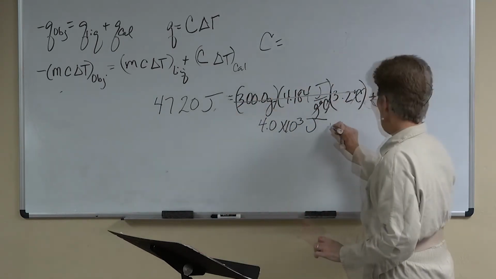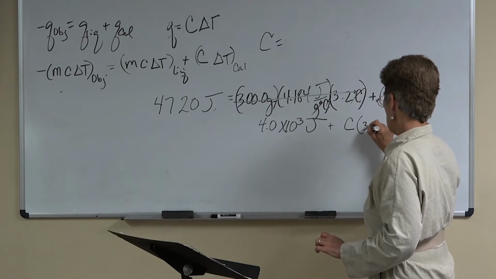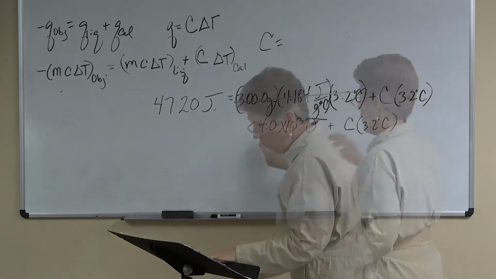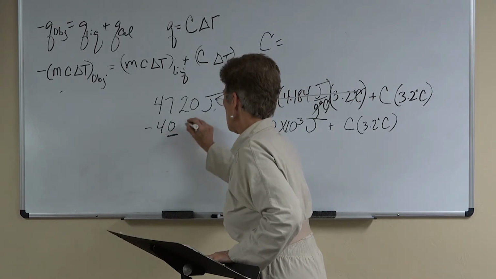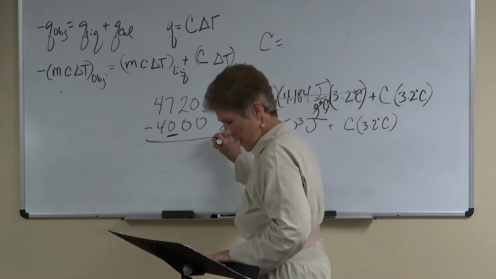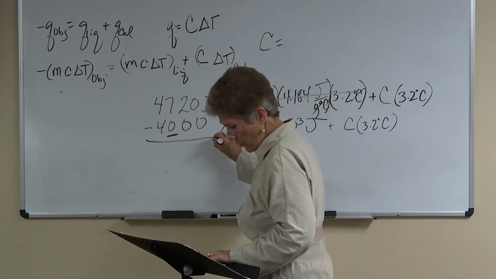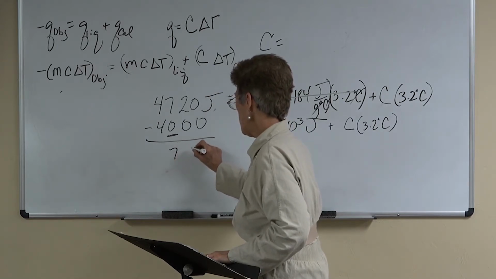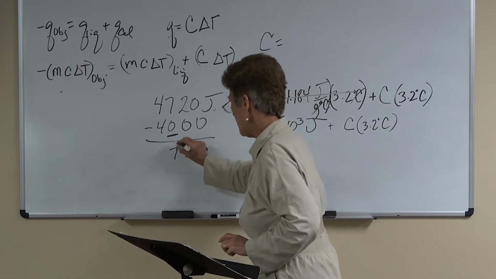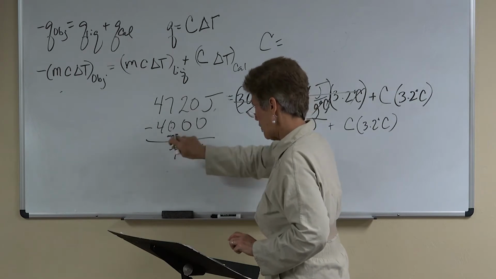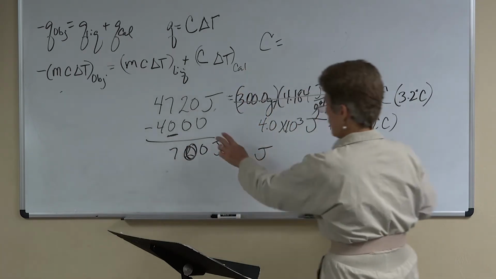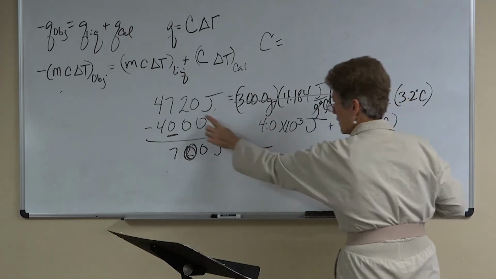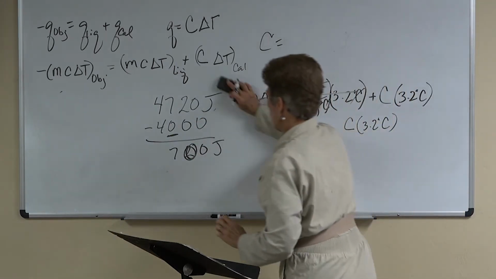Plus C times 3.2 degrees Celsius. When I subtract this and this, the answer here is going to be 700, because it's 720, but my significant figures have to go to the least precise, which is to there. So it's going to be 700 joules. Does everybody see what I did? I did this minus this, and it gives me 700 joules.